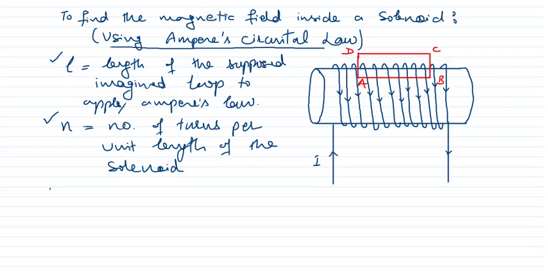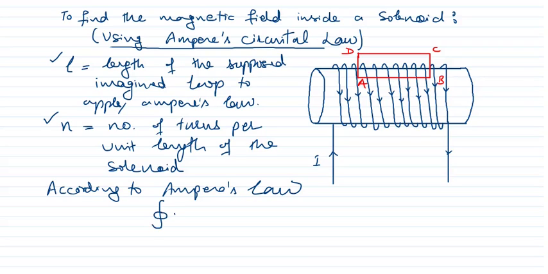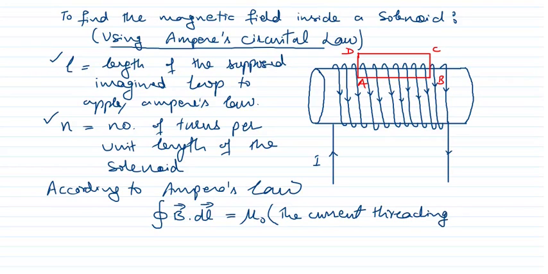Now you can see that here in the loop ABCD, if I apply Ampere's law, then according to Ampere's law, the closed line integral of magnetic field is equal to mu naught times the current threading the loop.